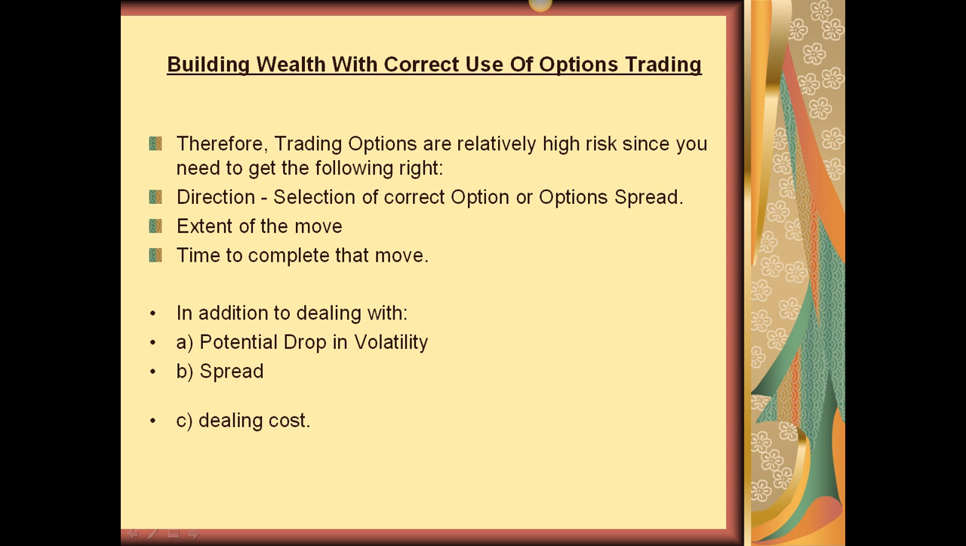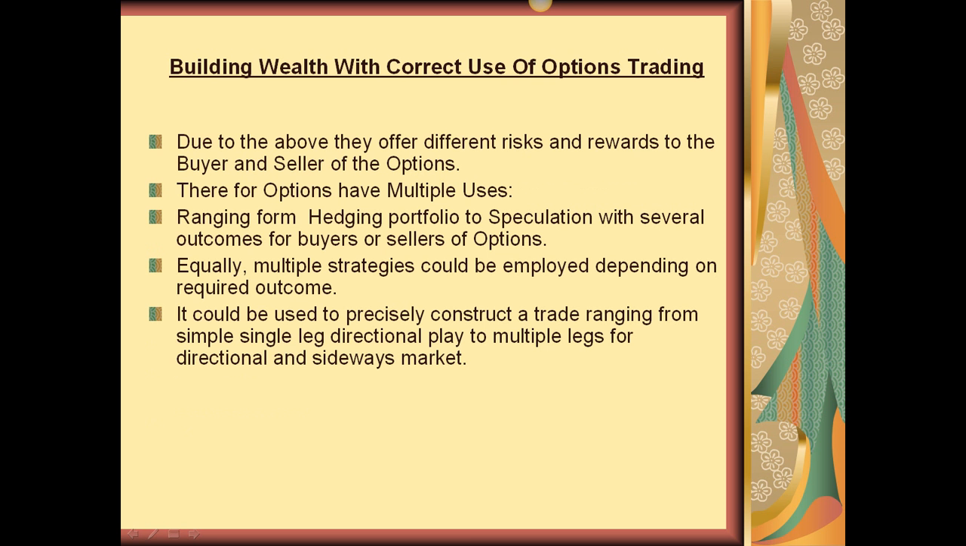So in addition to the three major problems we mentioned about getting direction right, extent of the move, and the time, we also have these additional pitfalls or negative things that would impact us in trading options correctly. So due to these points that we just covered and the nature of these options and different factors that impact it, if we are aware of them, we could still use options because they have a different risk reward for the buyers and sellers of the option.